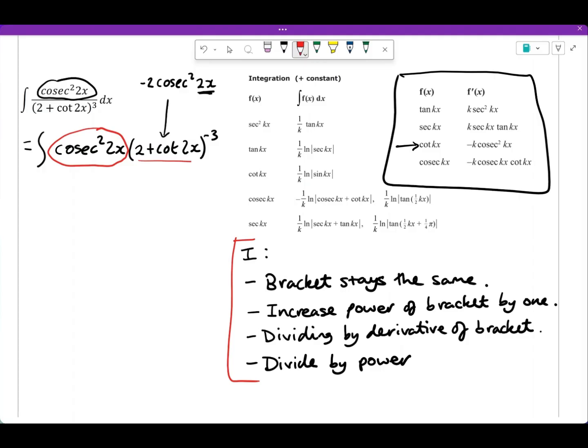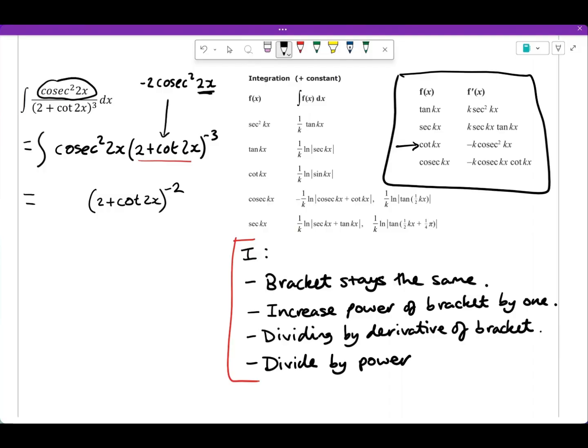So let's carry out my steps. So I'm going to write equals to, and it says bracket stays the same. So I'm going to write 2 plus cot 2x, close bracket, but the power increases by 1, so it's going to become negative 3 to negative 2.